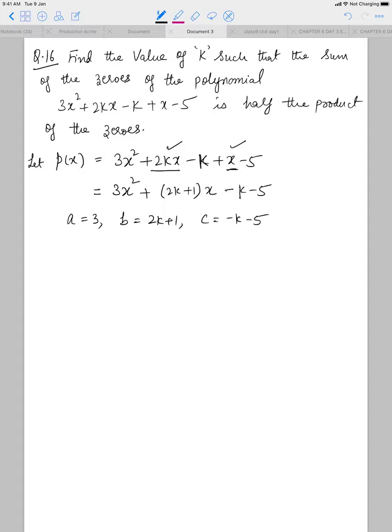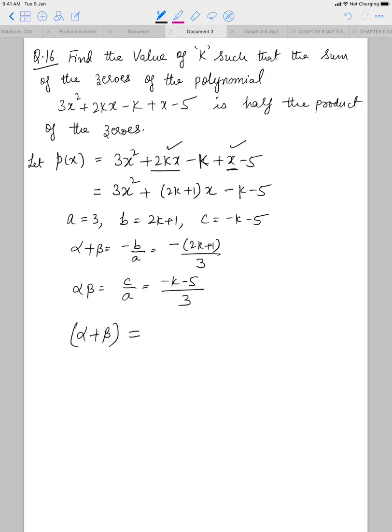Now if I say alpha and beta are the zeros, so what is alpha plus beta? That is minus b upon a, and that will be minus (2k plus 1) upon 3. Alpha into beta is c upon a, which is equal to (minus k minus 5) upon 3. After writing this, now read the question once again. Find the value of k such that the sum of the zeros is half the product of the zeros. It means the sum of the zeros is equal to half the product of the zeros.